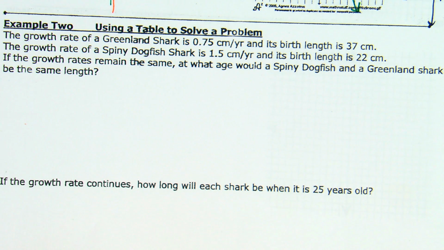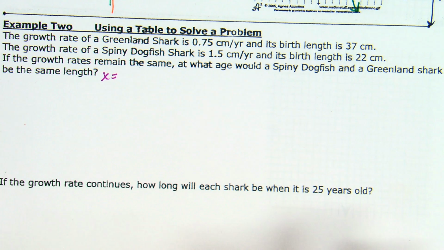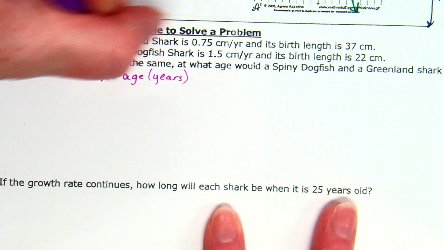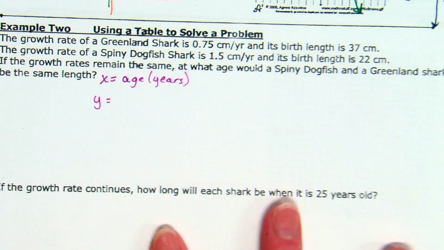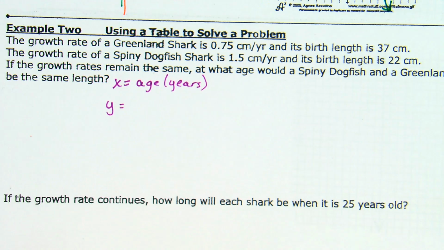Okay, because it says at what age. And if we're trying to find at what age, we're going to use X to be the age or the years. What does my total equation represent in the end? You're trying to find that total centimeters, or in other words, the length.